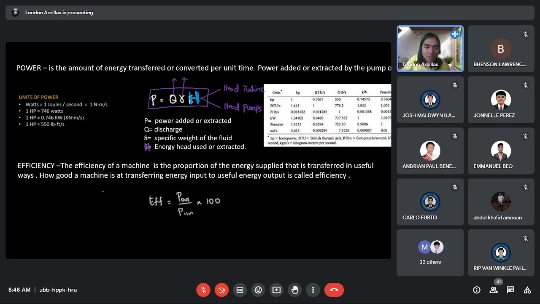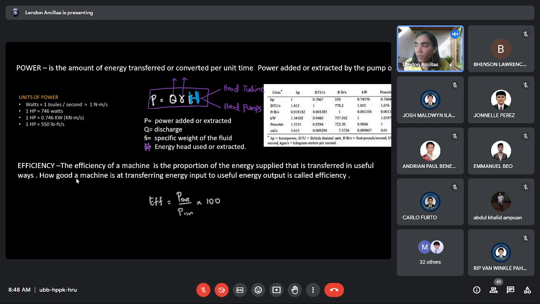To find the efficiency of the machine, it is the proportion of the energy supplied that is transferred in useful ways. So meron tayong efficiency equal to P out over P in times 100%.